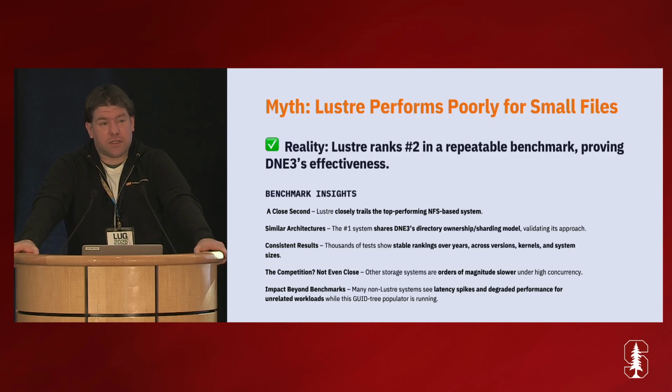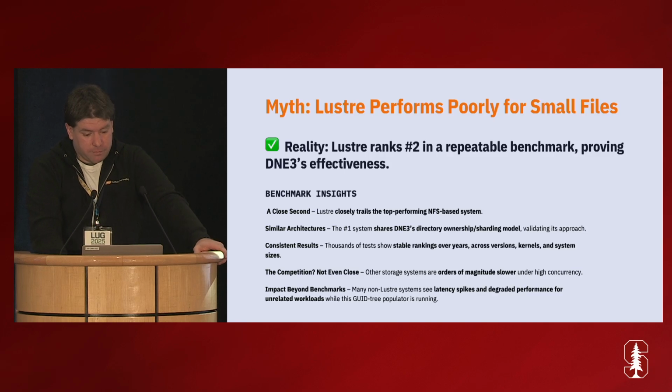But the thing that's interesting about that is this NFS scale-out system, the architecture for how it handles directories is very similar to what Lustre does with DNE3. So I think the numbers kind of validate the Lustre approach here, and it's not surprising that the 2 best systems, by a long shot versus everyone else, happen to have the same kind of architecture for sharding metadata. So, yeah, there's nothing else there.